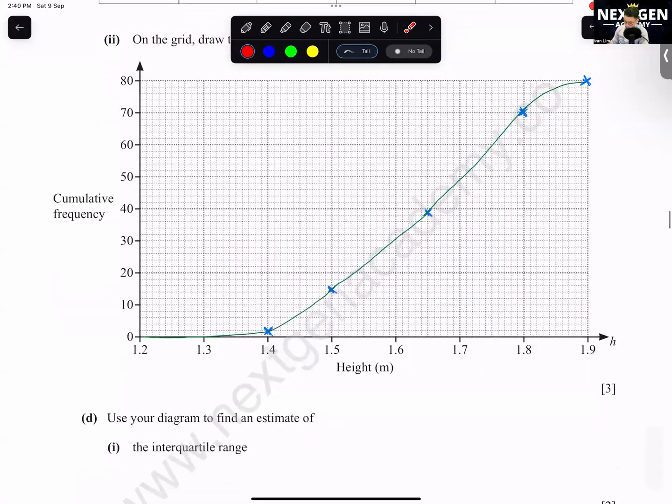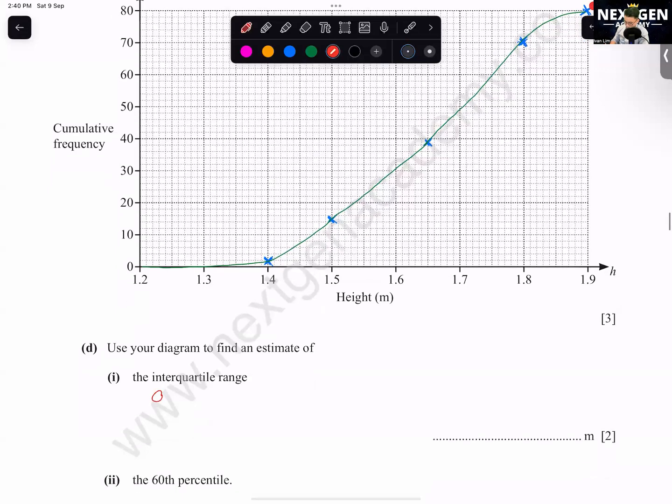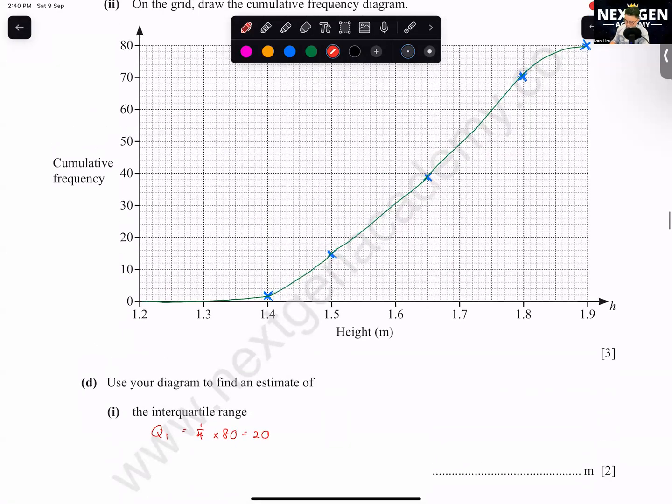All right, now find the interquartile range. Interquartile range, you have to remember the formula. You have to find what is your Q1, your lower quartile, which is you take 1/4 times 80, the total, you get 20. This one, you base it on your graph. They will just follow your graph only.